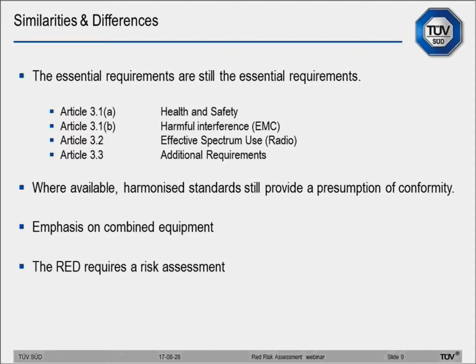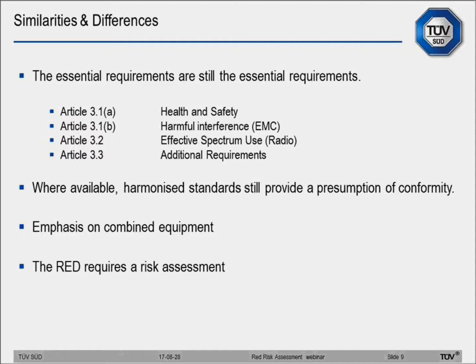Article 3.2 is intended to ensure effective use and support for efficient use of the radio spectrum in order to avoid harmful interference. Article 3.3 covers additional requirements where decided by the European Commission when invoked by a delegated act.